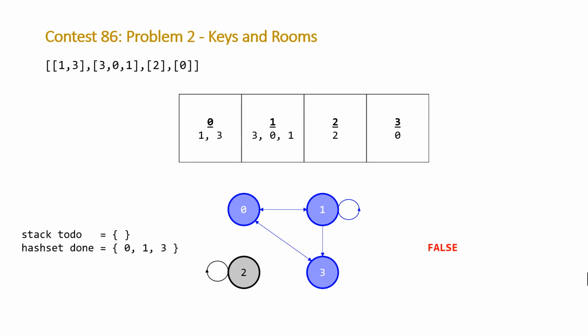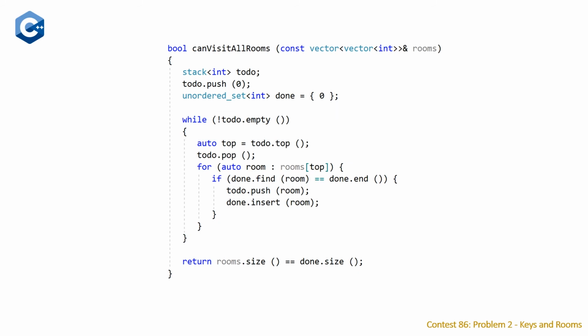And yeah, so let's take a look at our code. So here is our C++ solution. We've got our function that returns a bool, either true or false, and it takes a vector of integers as its input for its parameters. So the first thing we do at the top here is we initialize our stack of integers, which is going to represent the rooms that we need to explore. And then we're going to push onto this room 0. That's the room that only starts open. And then we initialize our hash set, an unordered set of integers called done, and we're initializing this to start with room 0 as well.